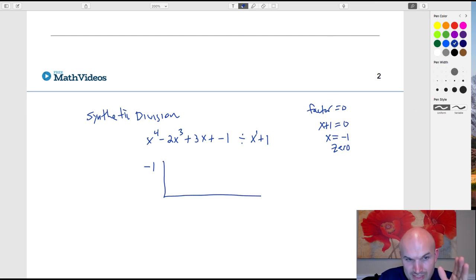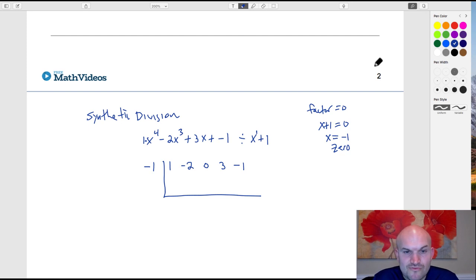Then we're going to take the coefficients of our dividend and place them here. I also purposely left off an x squared term, so we know that we need to use 0 as a place value there. So we'll do a -2, we'll have a 3. No, we've got to use the place value: 0, 3, and then -1. So you just take the coefficients, and again, if you're missing a term, then use a place value.